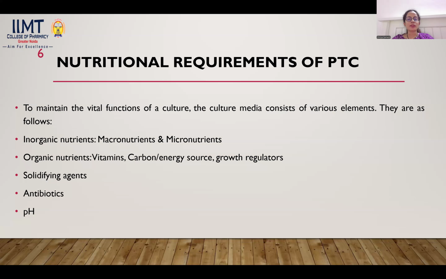Next is solidifying agent, which is used for preparing the medium, to improve the oxygen supply and support the culture growth. Solid media are generally preferred compared to liquid media. For this purpose, a substance with strong gelling capacity is added into the liquid medium, for example, agar, alginate, gelatin, silica gel, etc. Next is antibiotics, streptomycin, kanamycin, etc. These are the antibiotics used to prevent the growth of microorganisms. Last is pH. The pH of a nutritional medium is generally adjusted between 5 to 6.